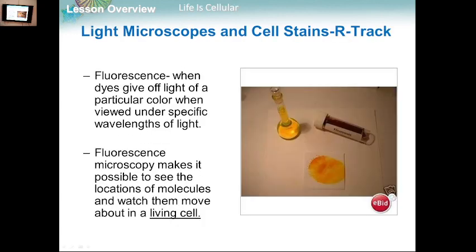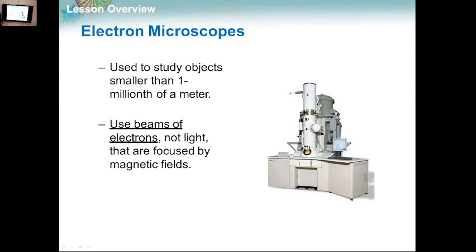Fluorescence microscopes use fluorescence, when a dye gives off light of a particular color when viewed under a specific wavelength of light. So we have materials called fluorescent materials. If we apply a specific type of light, they will emit a specific color under this wavelength. Fluorescence microscopy makes it possible to see the location of molecules and watch them move about in living cells. This is the light microscope.